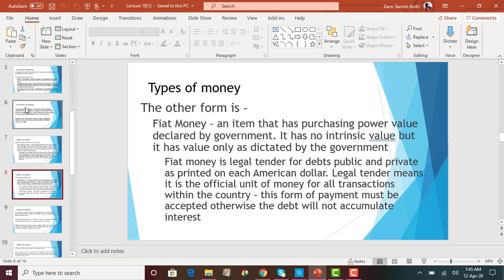So that's fiat money. Commodity money is when metals have some value in one stage, and when we process them they have another value. Fiat money is basically the dollar bills we have, $1, $5, $10, $100, and they have the same value as declared by the government. There's no intrinsic value, and it is the official unit of money that you use to buy goods and services.